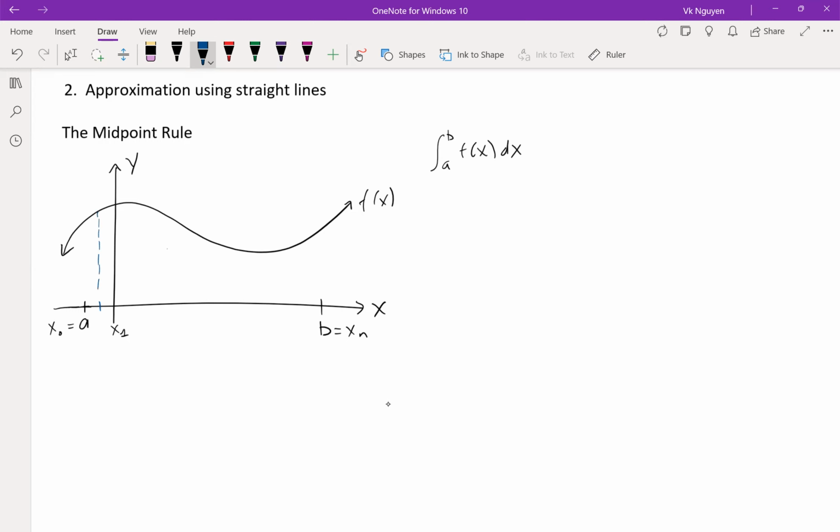And we draw the line, and get the corresponding rectangle. This rectangle has area, length times width. Because we divide the line segment between a and b into n equal parts, the width is (b minus a) over n, and the length, well, it's going to be the output at the midpoint, f of half of x sub 0 plus x sub 1.